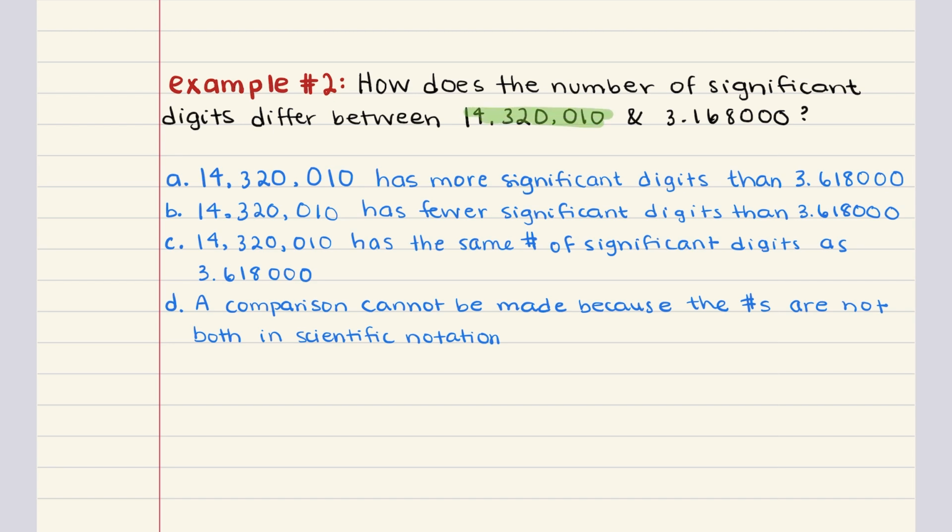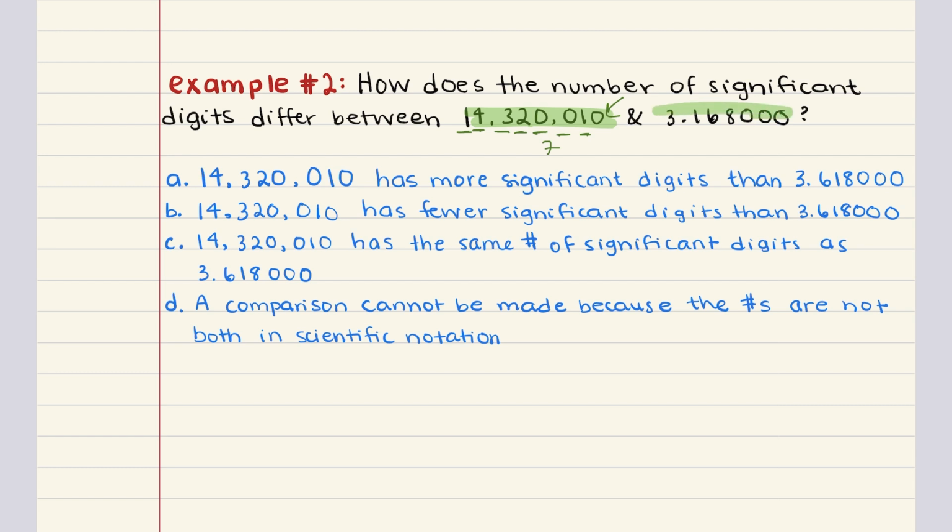Let's look at our first number. This number is written without a decimal point. So that means that trailing zeros like this one right here are not significant. They just act as placeholders. However, the zeros in the middle of the number, these are always significant because they provide meaningful precision. So looking at this number as a whole, we have 1, 2, 3, 4, 5, 6, 7 significant digits.